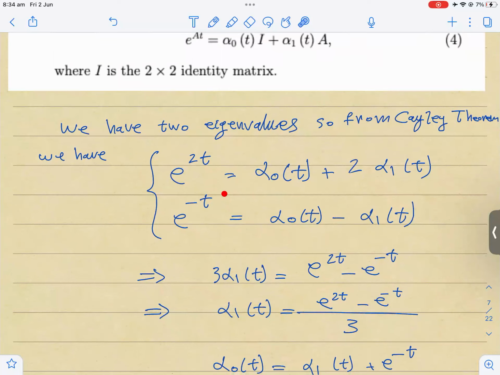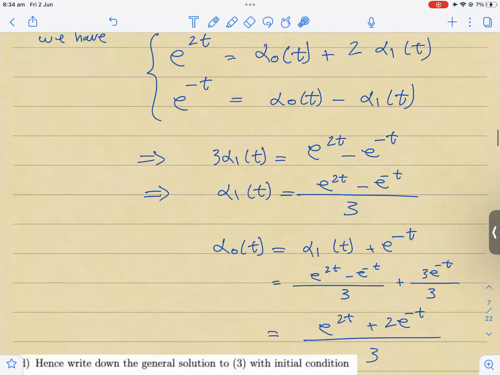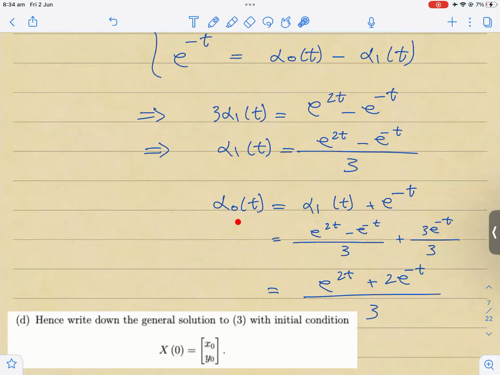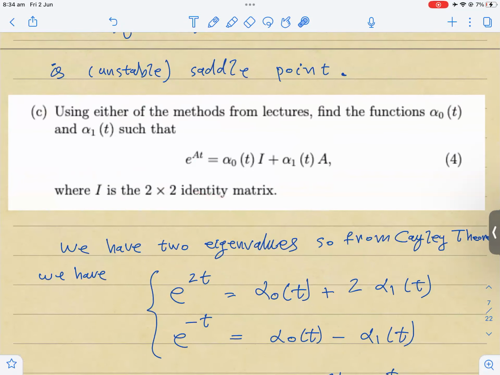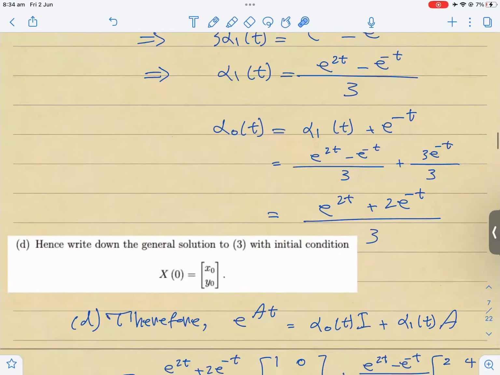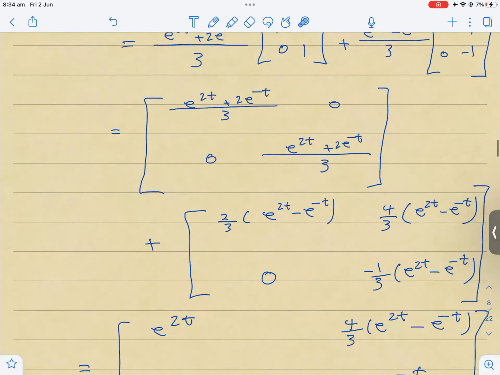So again, what is this? The first equation minus the second equation gives this minus this. So alpha 1 times t is this, nothing interesting here, and alpha 0 is this. Therefore, we can see that the ODE solution will be like this.